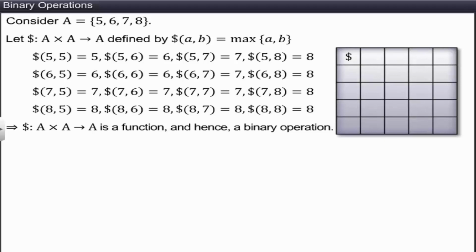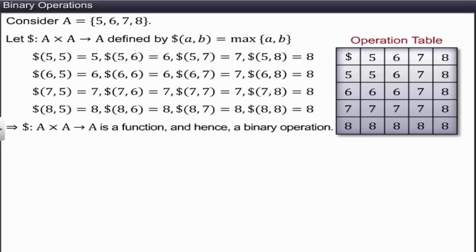This binary operation can be expressed using the table as shown. Here, we have 4 rows and 4 columns in the operation table, with the ijth entry of the table being the maximum of the ith and the jth elements of set A. Such a table is called an operation table. In other words, when the number of elements in a set A is small, the binary operation $ on set A can be expressed with the help of a table called the operation table.